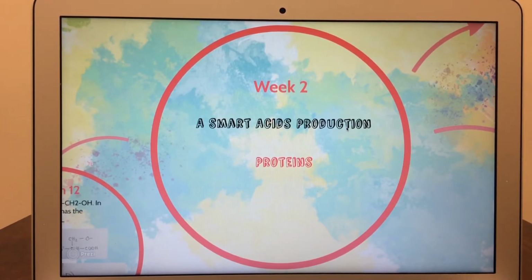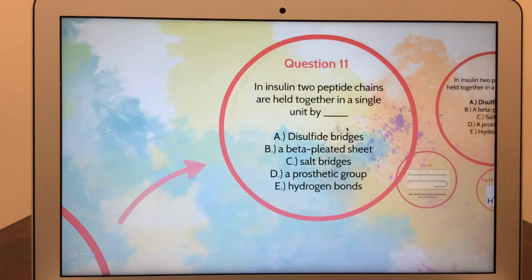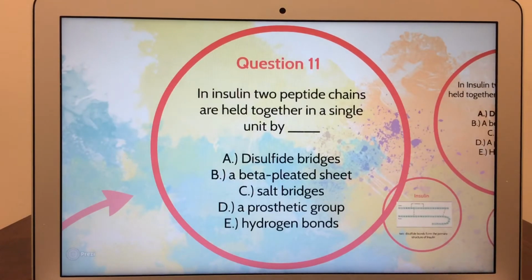This week, we're going to be talking about proteins. Question number 11. In insulin, 2 peptide chains are held together in a single unit by A, disulfide bridges, B, a beta-pleated sheet, C, salt bridges, D, a prosthetic group, or E, hydrogen bonds.